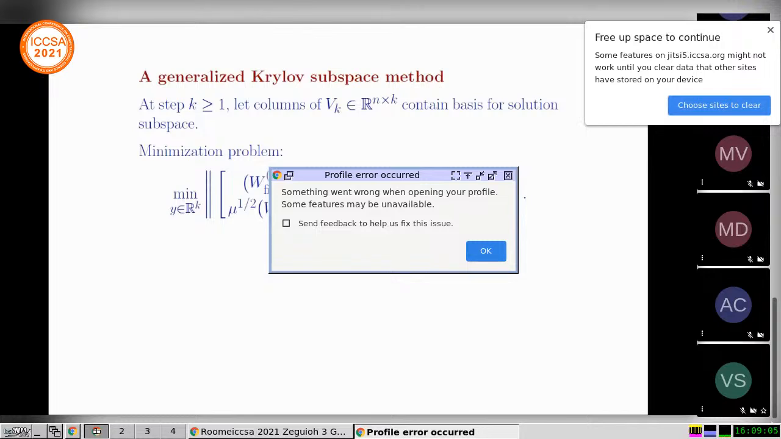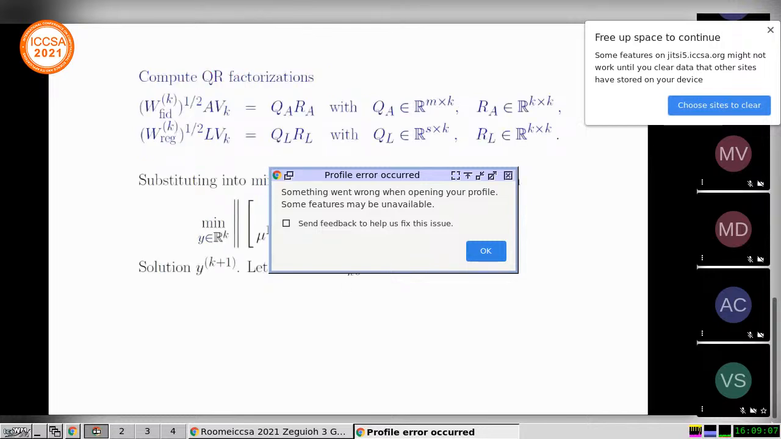Next, please. The way we do this, we compute QR factorizations, where Q is a tall, skinny matrix, and the R matrices RA and RL are small upper triangular matrices. So then we arrive at a least squares problem with a fairly small matrix, and we solve for Y, and then from Y we get our new approximate solution X. Next.